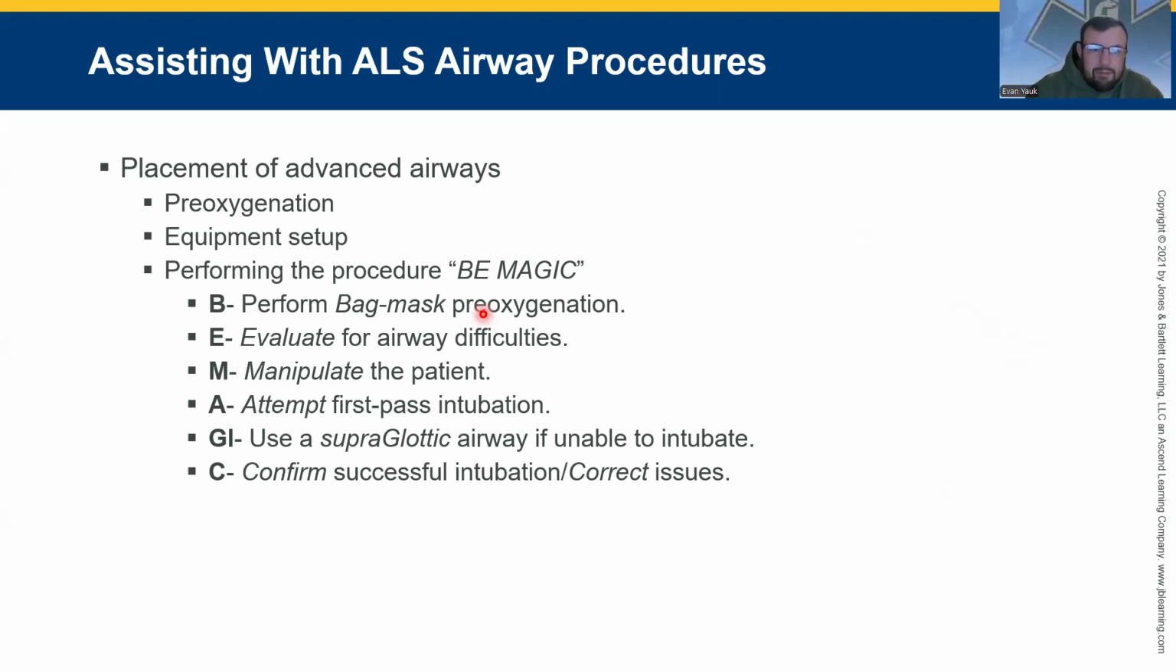We're going to attempt that first pass. If for some reason we are having trouble, then we can use a supraglottic airway, which is going to be an iGel or a King, which you guys are going to get to learn how to do. And then we're going to confirm it with some simple things.